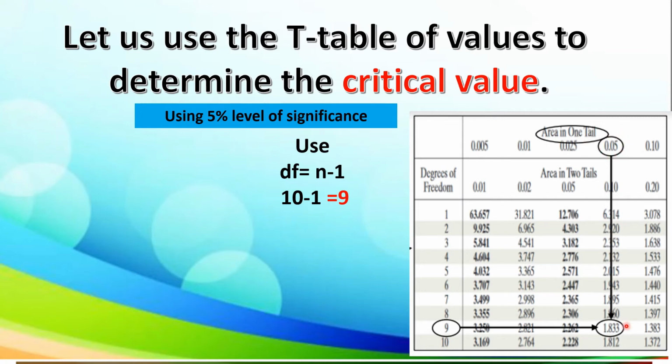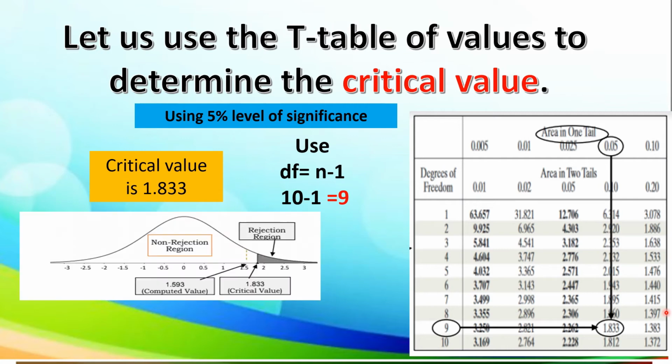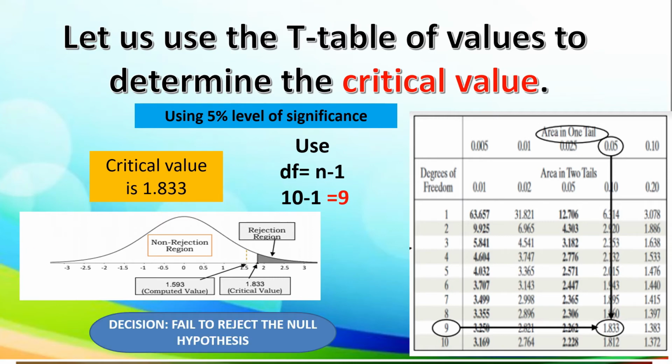Here, we're going to observe that our critical value falls on 1.833. By using the illustration, we're going to observe here is the critical value and here is our computed value, which falls under the non-rejection region. Thus, the decision will be fail to reject the null hypothesis.